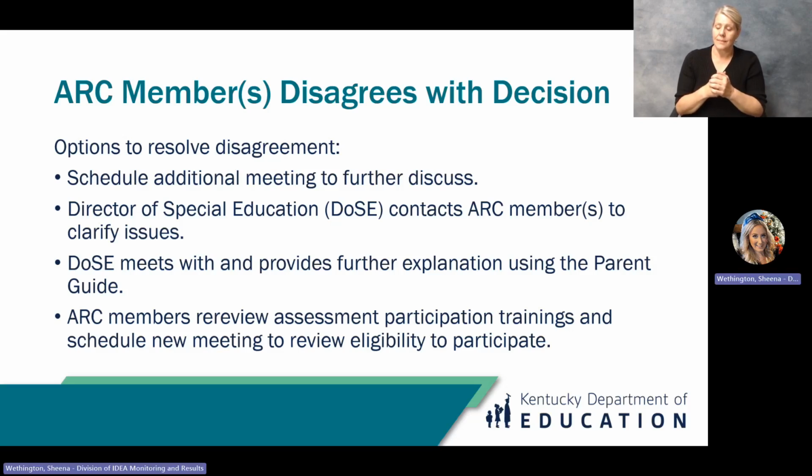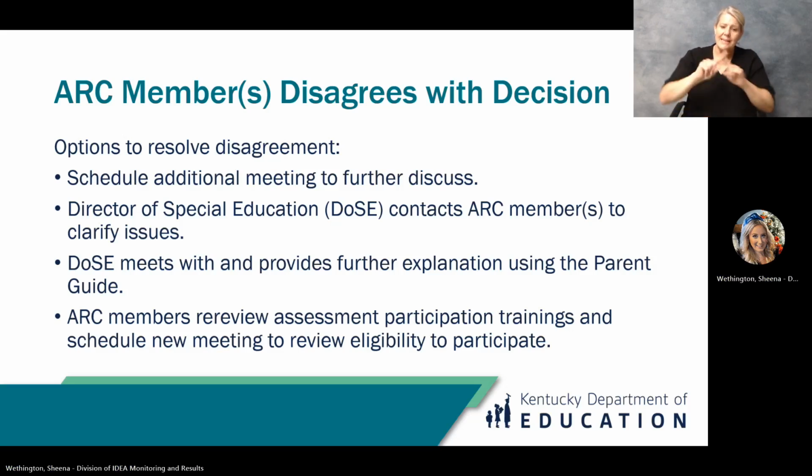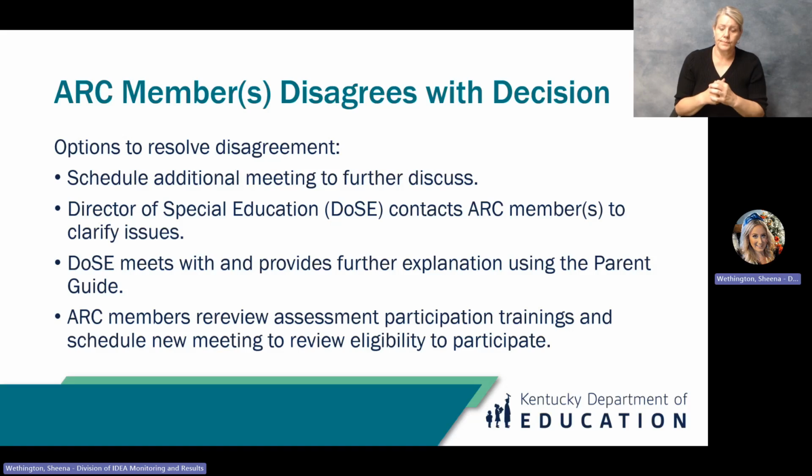Should the dispute continue after the district has provided the parent with prior written notice, the parent may dispute the decision via any of the dispute resolution options. These options include mediation, formal written complaints, and due process hearings. Information about each of these options can be found on KDE's website located at Dispute Resolutions Process page.